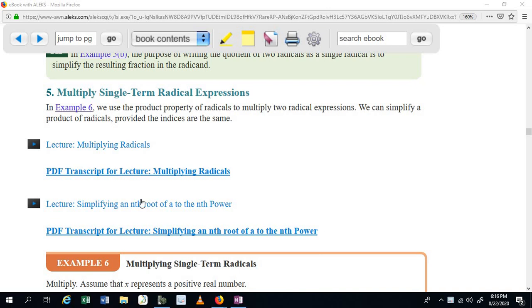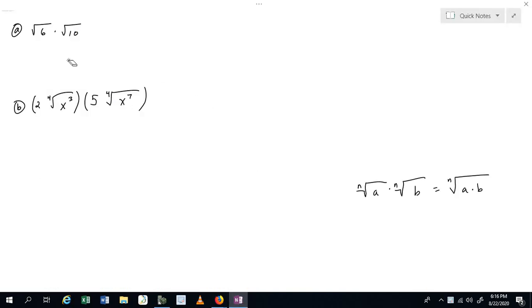Hello again. In this video, I'm going to go over section R3, objective 5, which is about multiplying radical expressions. I'm just going to show you a couple of examples here. Suppose you want to multiply the square root of 6 by the square root of 10.